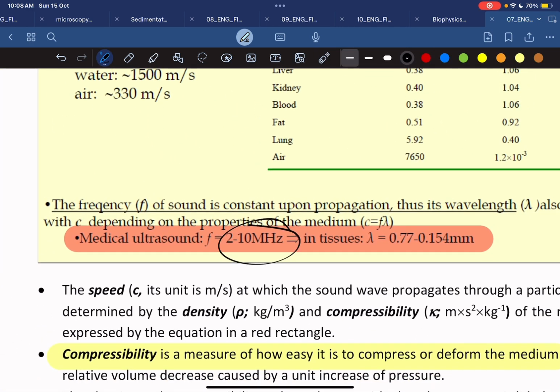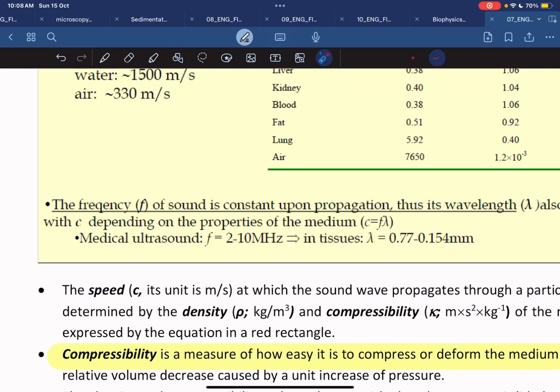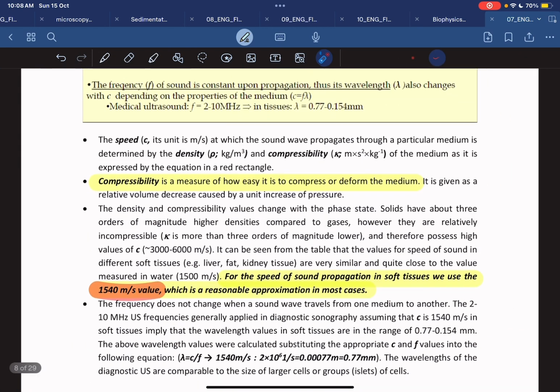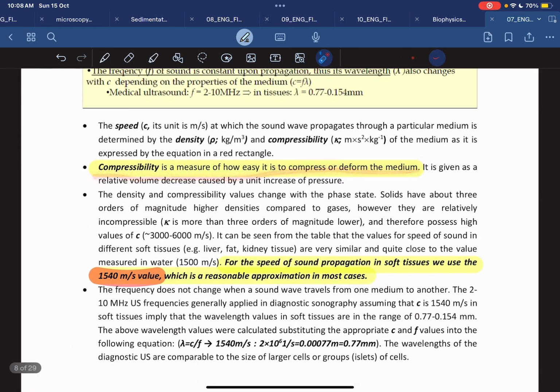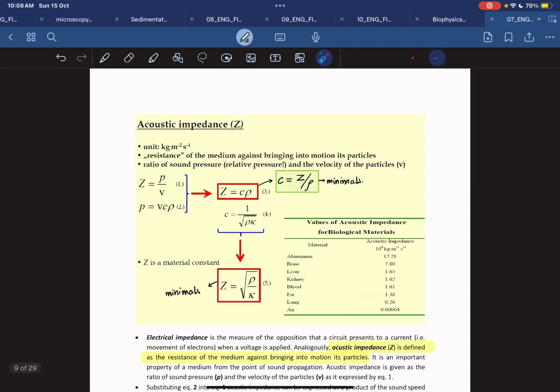This we did. And compressibility is a measure of how easy it is to compress or deform the medium. Speed of sound in soft tissue: please remember again, guys. Please remember. Moving on. Acoustic impedance.